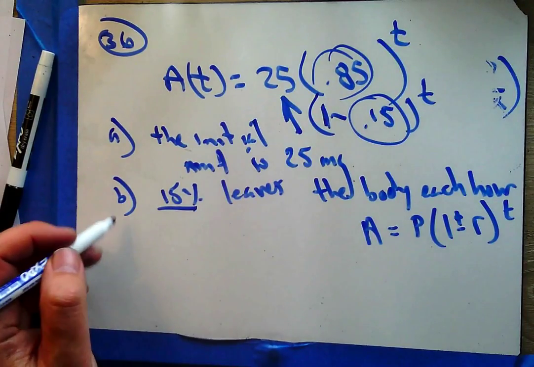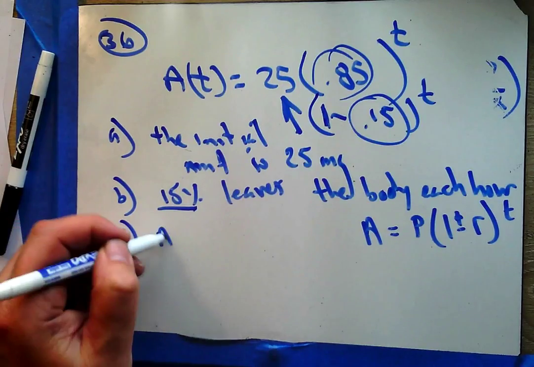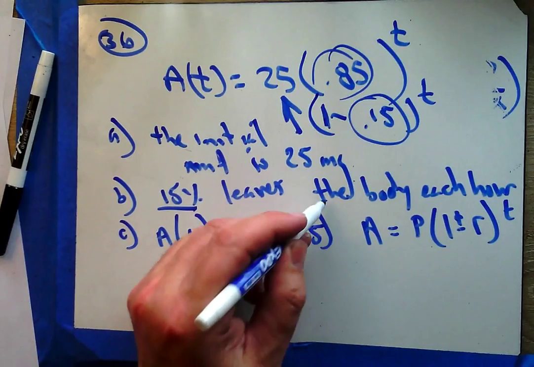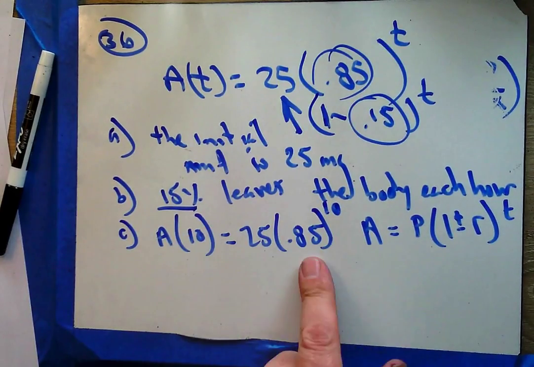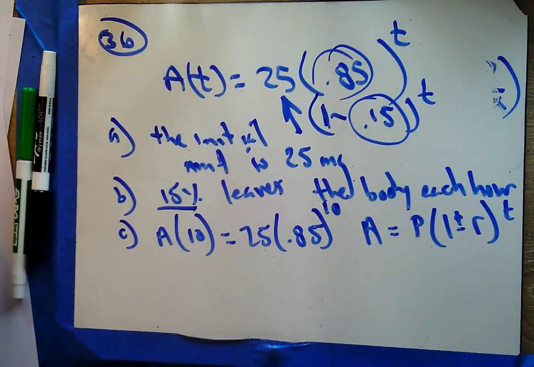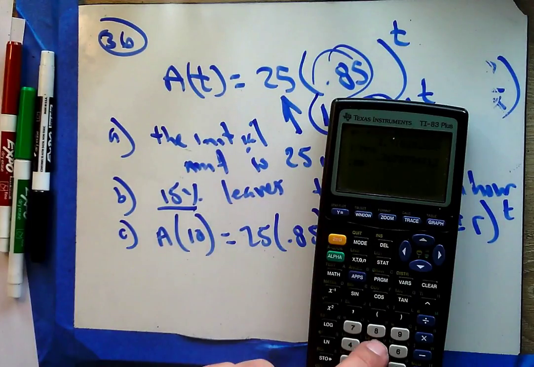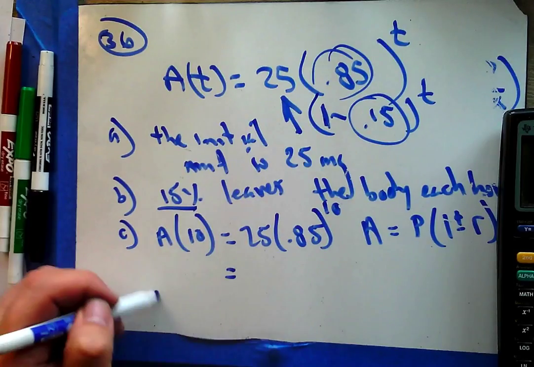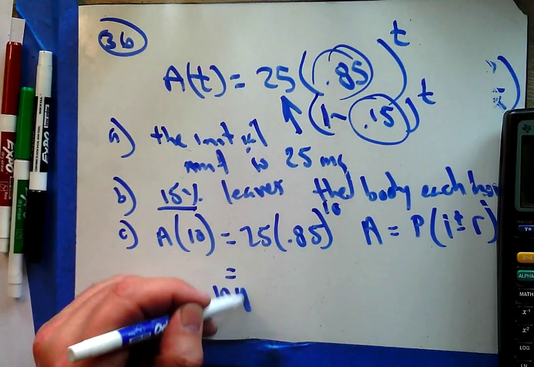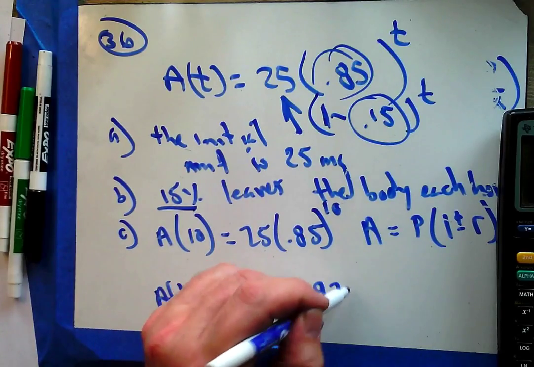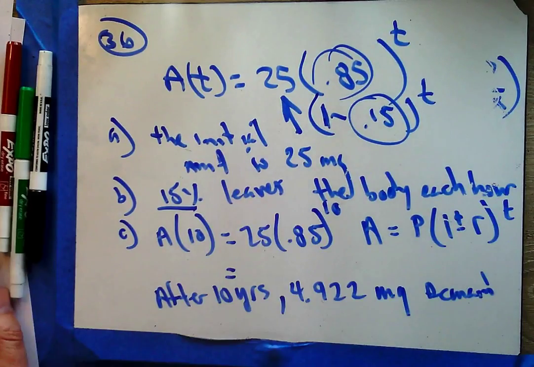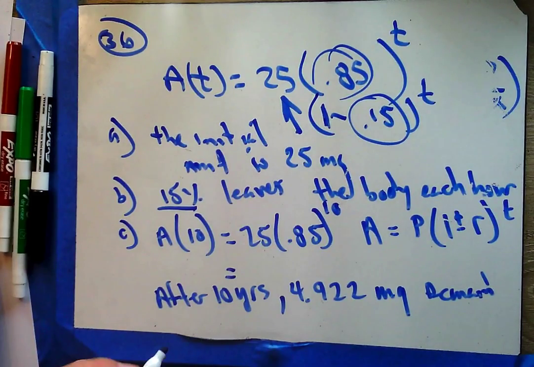What's the amount in the body after 10 hours? Okay, so part C, we're looking for A of 10. That's 25(0.85)^10. Remember, PEMDAS says you have to do this exponent before you multiply by 25. So if I do 0.85 raised to the 10, and then multiply that number by 25, we've got, after 10 hours, 4.922 milligrams remain.